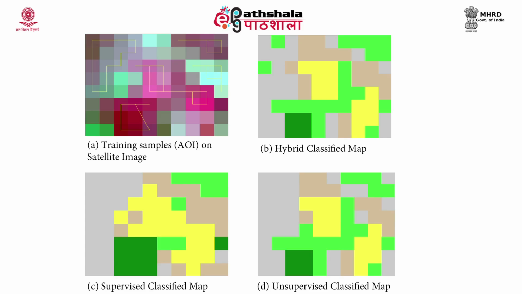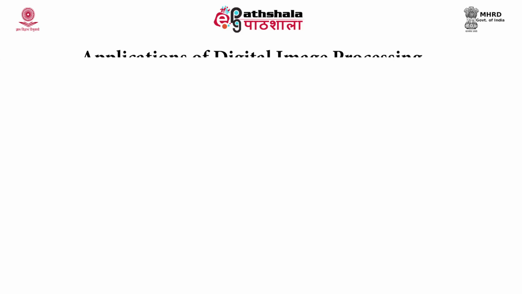For example, the first one is the satellite image in raster format, in which the yellow blocks show the training samples or the area of interest in a satellite image. The next three figures show the land use, land cover maps generated based on hybrid classification technique, supervised classification and unsupervised classification technique respectively. Now, the final topic in the module, that is applications of image processing.